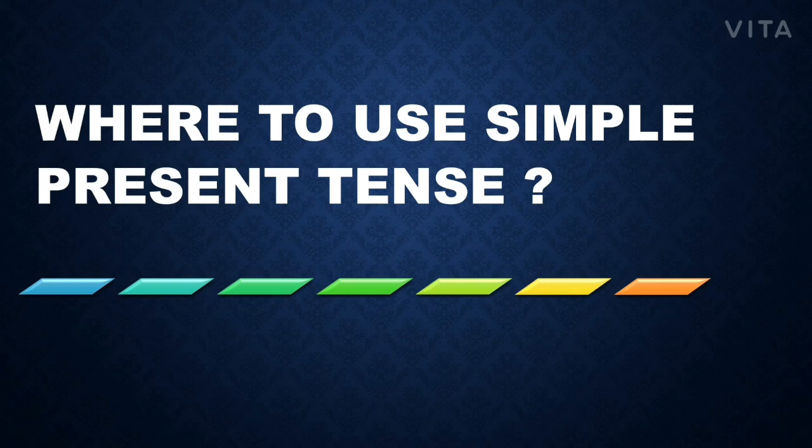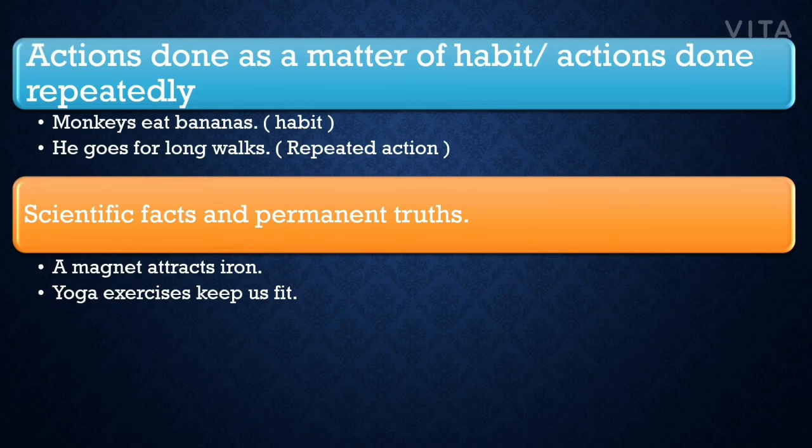Now where to use this simple present tense? Meaning how we can use this simple present tense in different types of sentences. So students, whenever we are talking about actions which are done as a matter of habit, meaning actions which are regularly done and which the person is in the habit of doing, in such cases we use simple present tense.